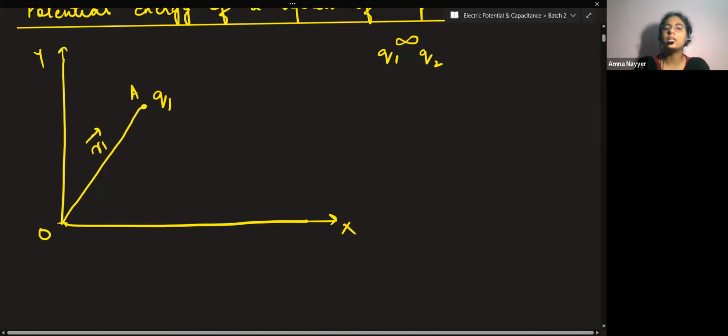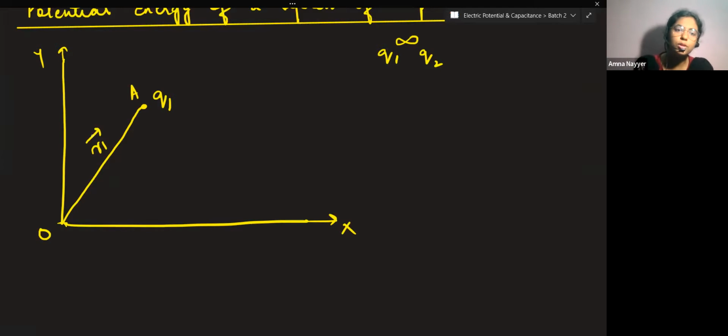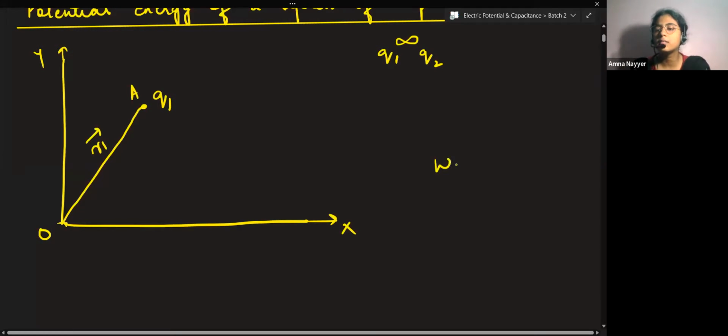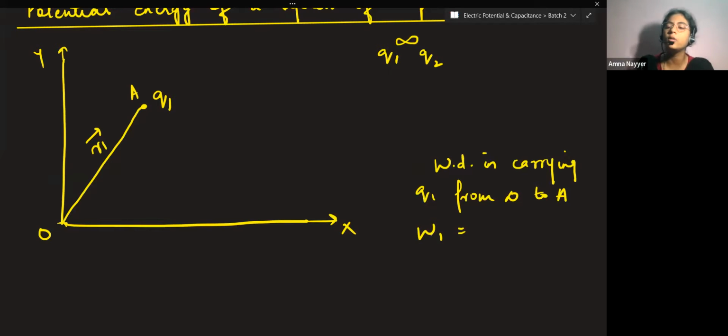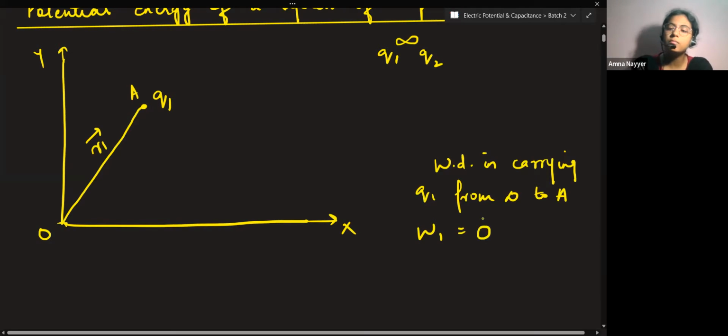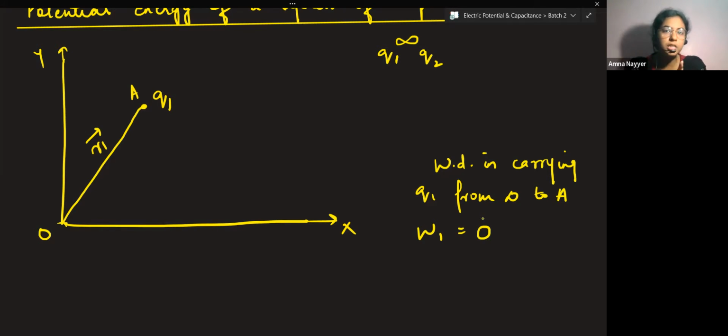Now, since Q1 has no other charge to exert force on, what about the work done? Work done in carrying Q1 from infinity to a point. Since there is no work done in carrying charge Q1 from infinity to this point O, W1 will be equal to 0. Reason? Because there is no other charge present. This is the first charge that we have brought into our system. Now, work done W1 is 0.